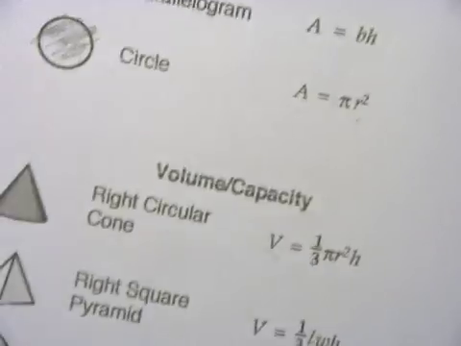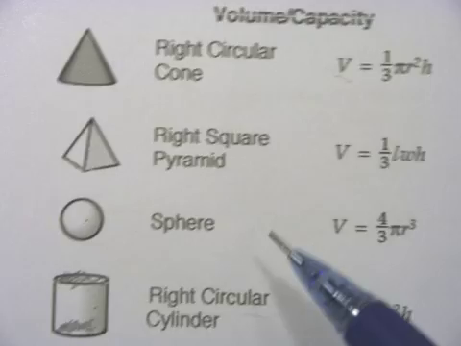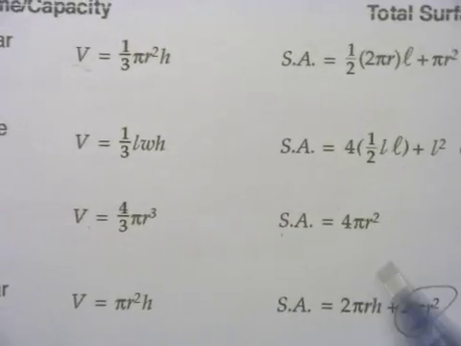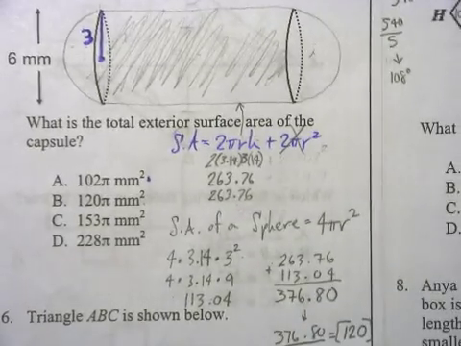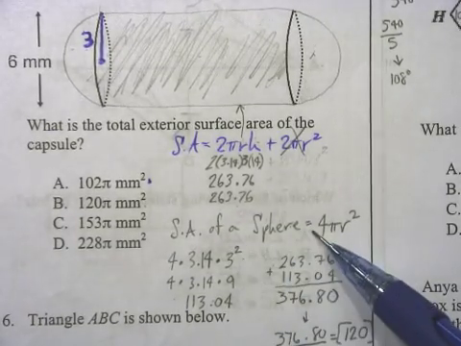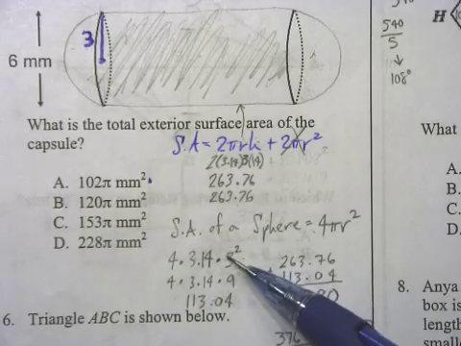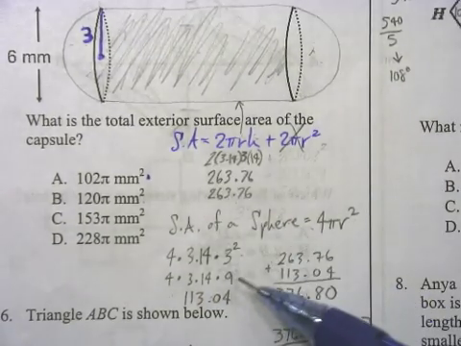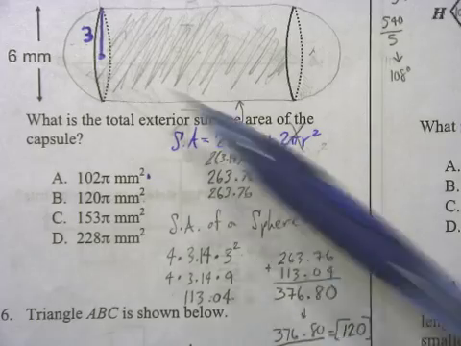So basically, the surface area of a sphere, if you look at your reference sheet here, says that the surface area, this is the volume, we don't want that. Surface area of a sphere is 4 pi r squared. So if you look here, I took the surface area of a sphere, which is 4 pi r squared. So it's 4 times pi times my radius, which is 3 squared, which is 113.04.